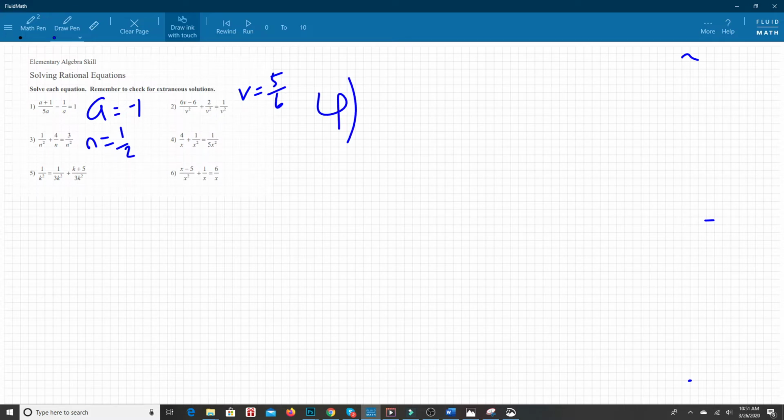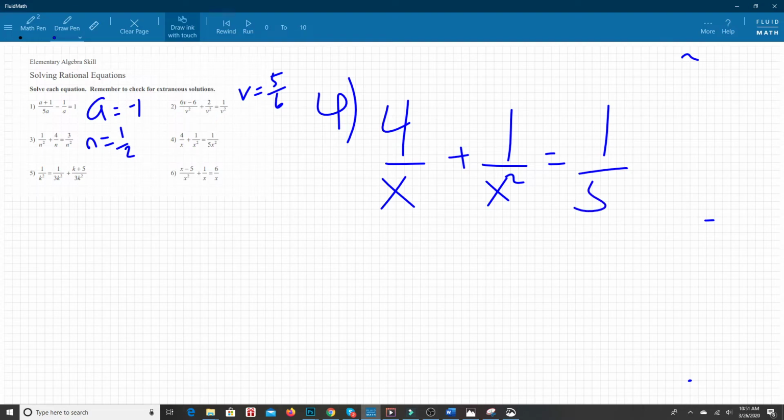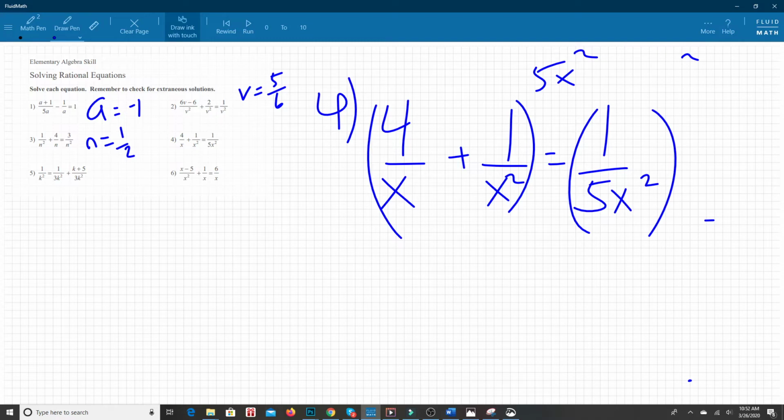So 4 says 4 over x plus 1 over x squared equals 1 over 5x squared, right? The LCD in this case is going to be 5x squared. We want to be able to incorporate both sides of the equation. Because remember, our goal is to eliminate the denominator. Once you do that, it's easy to solve. Linear equations are far easier to solve, no matter what form.